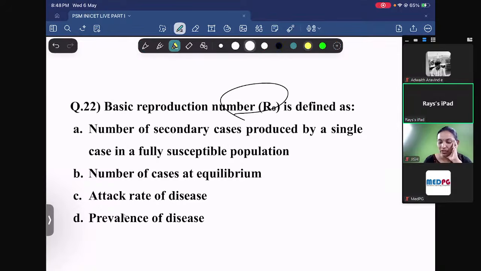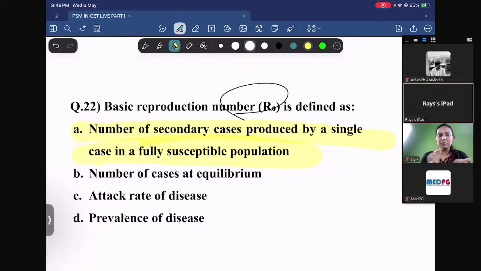See, basic reproduction number is the number of secondary cases produced by a single case. Or in other simple words, it is the average number of people an infected person can spread the disease to, or an average number of people one infected person can infect in a susceptible population. So if the R naught is 2, that means in a susceptible population, if I have a disease and I go there, I give the infection to 2 people.